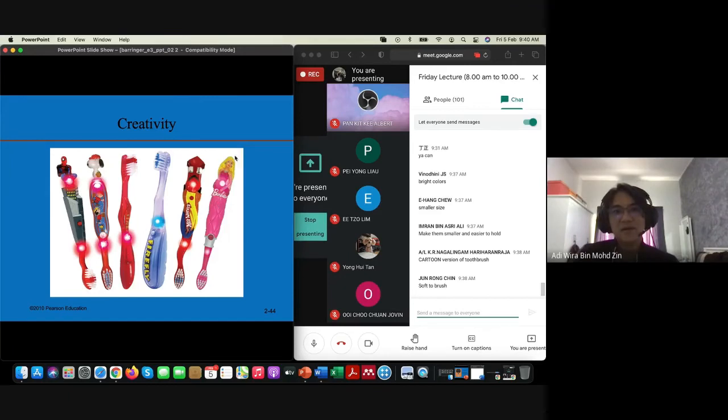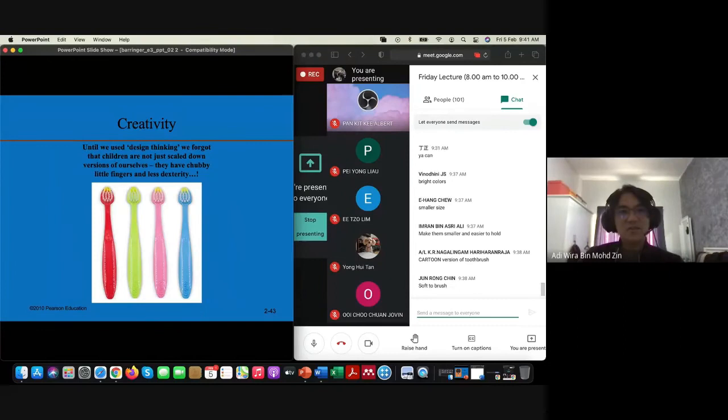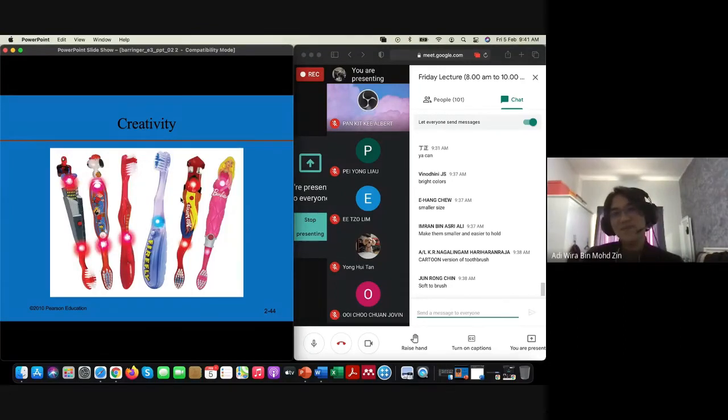Like a toothbrush, I looked in Shopee, and somehow it already costs 20, 30 ringgit. A normal toothbrush just costs you 5 to 6 ringgit. Children's maybe 6 to 7 ringgit. But when you have this, you can sell one toothbrush for up to 20, 30 ringgit. So this is what is meant by creativity. The product is there, but you just twist a bit and make it nicer, and at the same time it's useful as well.